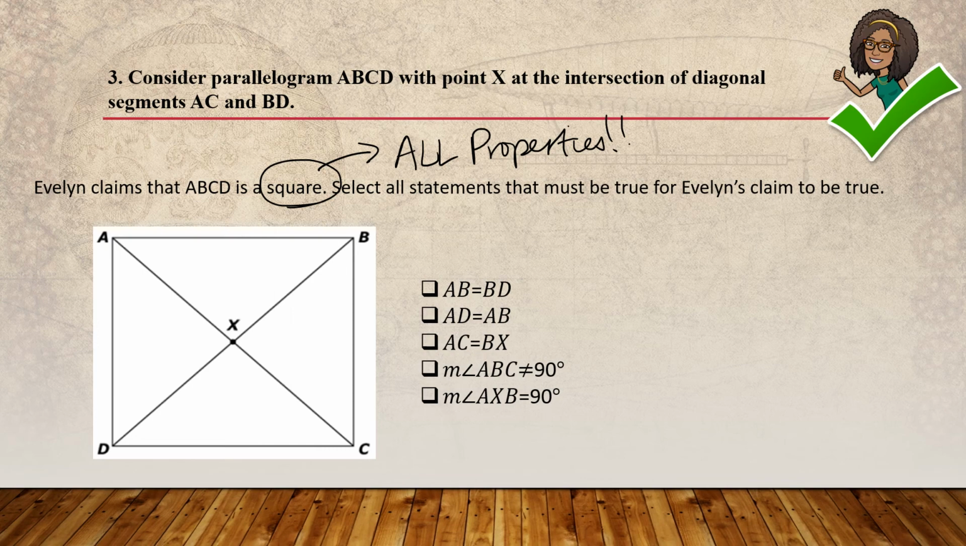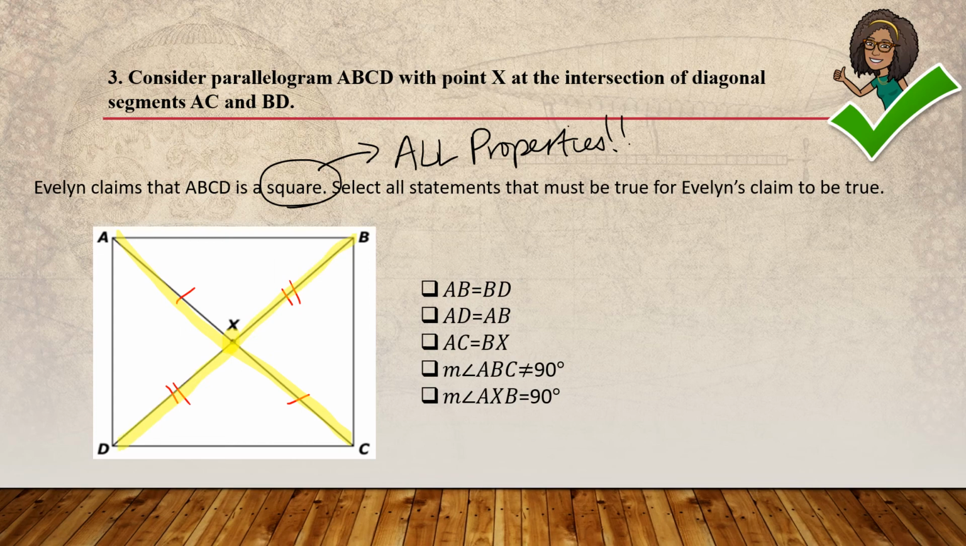They said that we have point X at the intersection of diagonal AC and BD. So this is our intersection. So if this is the intersection of diagonals AC and BD, and we think about diagonals, we already know for a parallelogram diagonals bisect each other, so these two segments and these two segments are congruent. We already know from a rectangle that the diagonals are in fact congruent, so we can say that these two diagonals actually equal each other. Okay, so that's one thing.